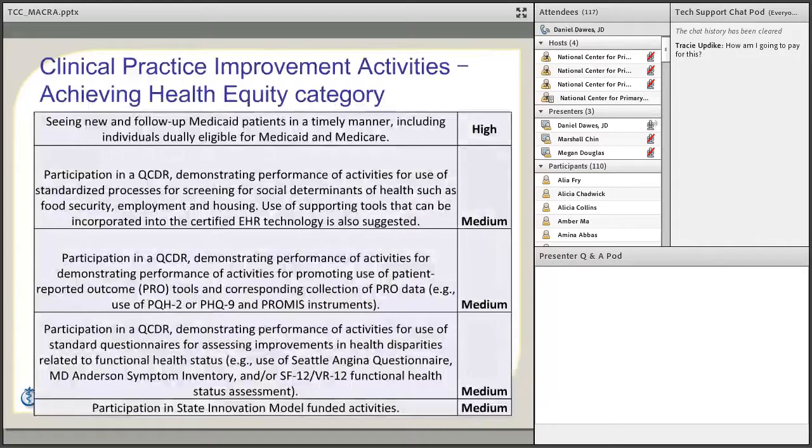So let me continue here with this slide on clinical practice improvement initiatives, achieving health equity. Here are some additional ones. You'll see that there's really just one that is scored high, and that's seeing Medicaid patients in a timely manner. And in terms of the other categories, you get a sense that all of those are scored as medium. And I'd like to hear your opinions as to whether that should change.